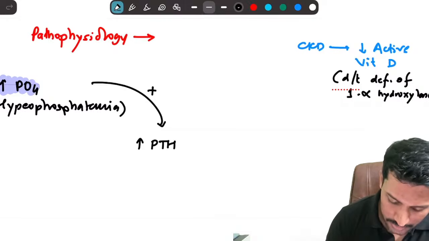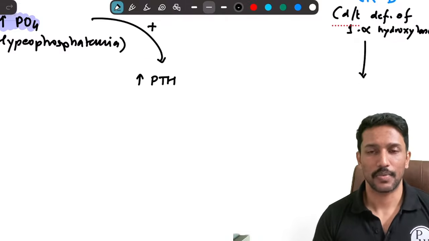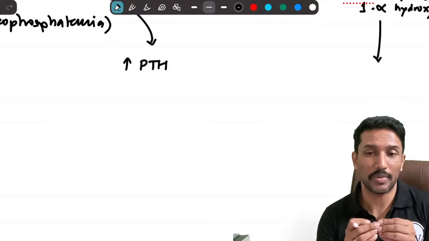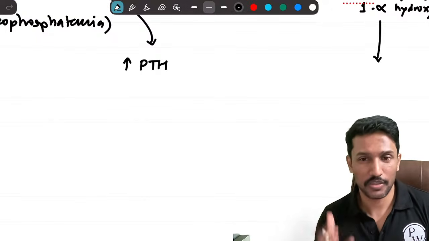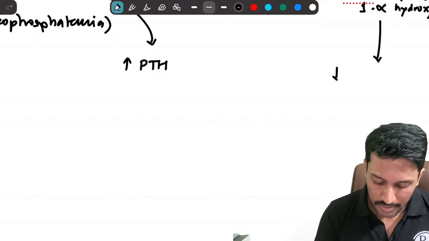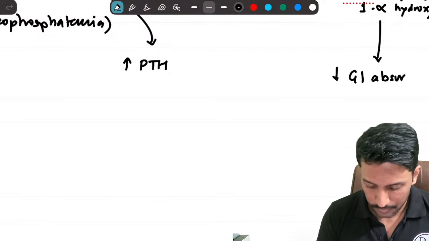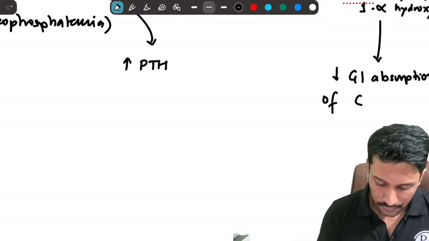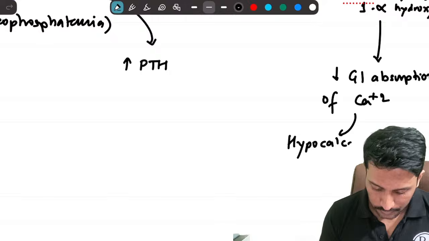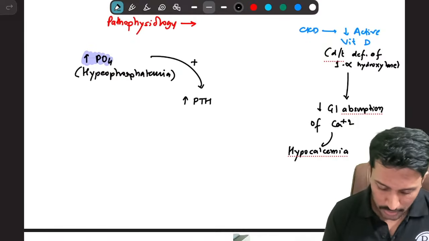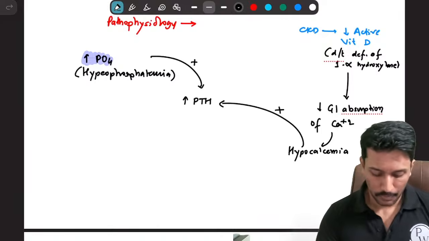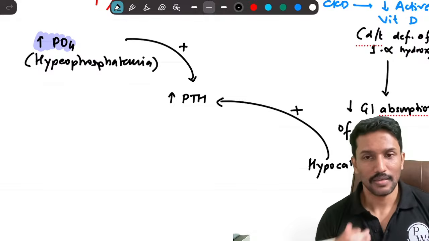And vitamin D is required for the absorption of calcium in the GIT. So if I have less vitamin D, then I may not be able to absorb sufficient calcium, even if I'm eating sufficient calcium in my diet. So there will be decreased GI absorption of calcium, and because of that, I may end up with hypocalcemia. So this hypocalcemia is also contributing to the increase in parathormone, right? We will call it secondary hyperparathyroidism.